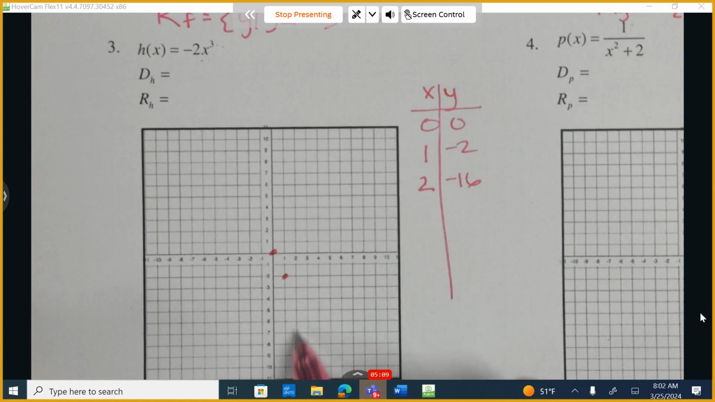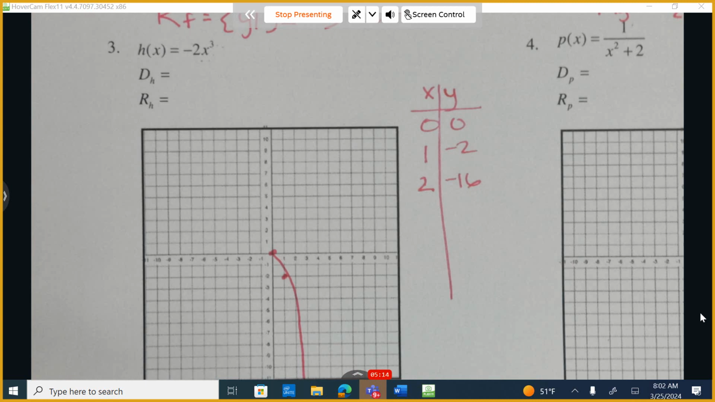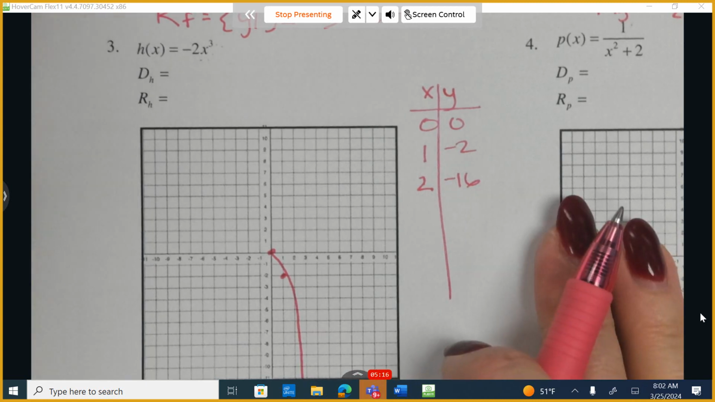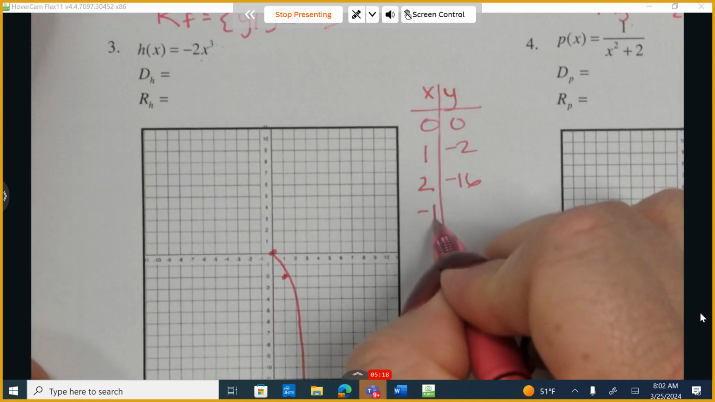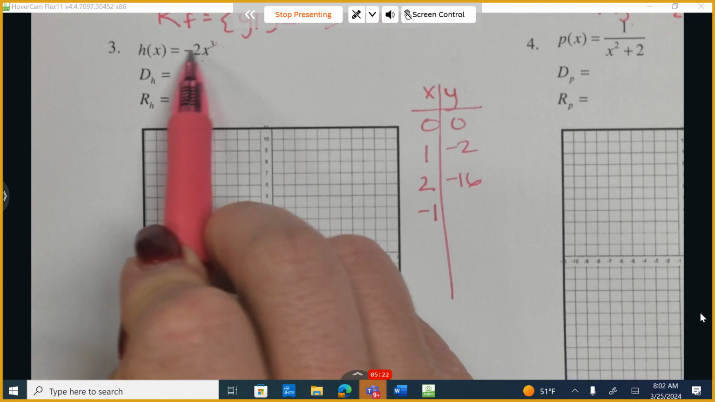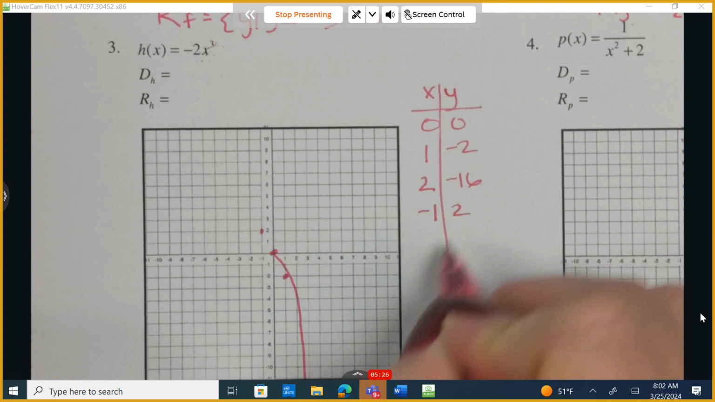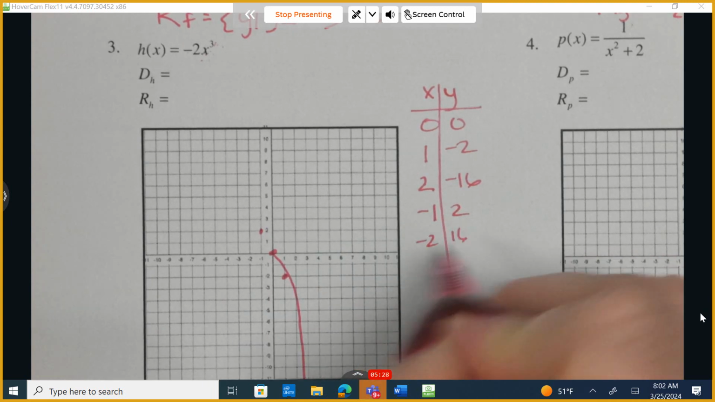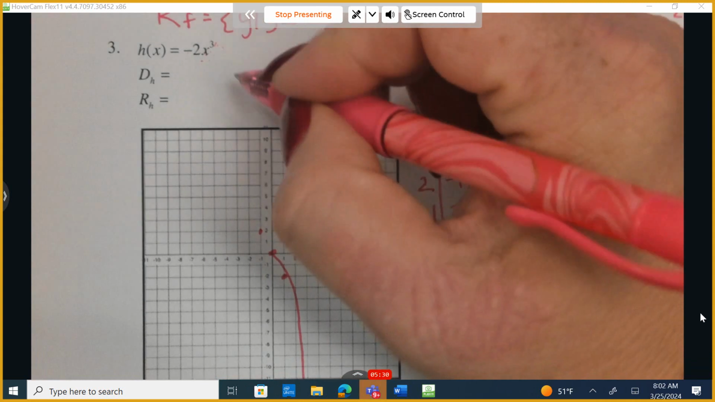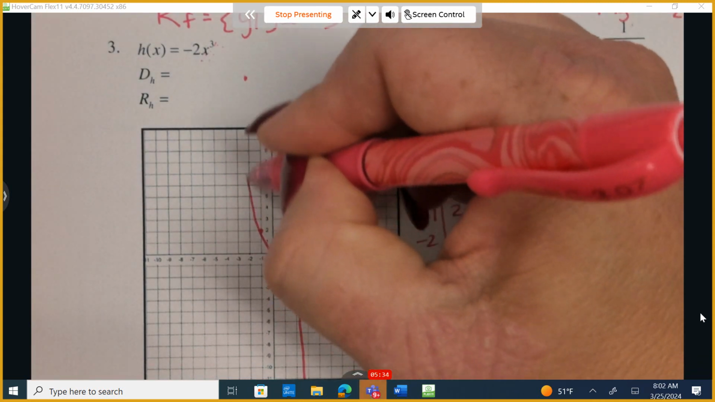So I know I have to go way off the graph here, but we get a general idea it's going down in this direction. And now let's see what it looks like as we go to the left. Let's try negative 1. Now be careful, negative 1 cubed would be negative 1, and negative 1 times negative 2 is 2. Same thing here, as I go to negative 2, I'm going to get a positive 16. So I'm going to go way up here, somewhere way up here, and this is our general shape.